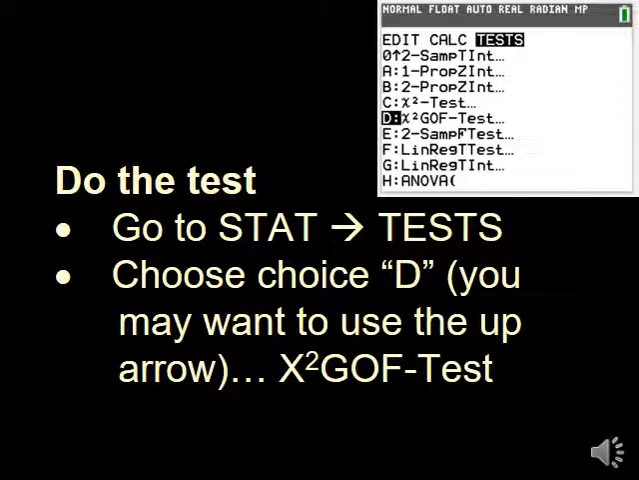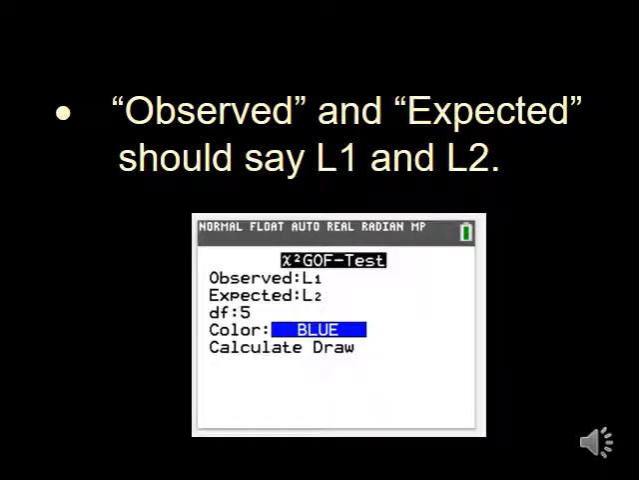And again, you go to Stat, Tests, and here what you'd want to do is choose choice D on a TI-84, which is the goodness of fit test. The input screen in there will say observed and expected, and those should say, and almost certainly do, L1 and L2. If for some reason they didn't, the place that you change that is by hitting second 1 and second 2. That gives you L1 and L2.